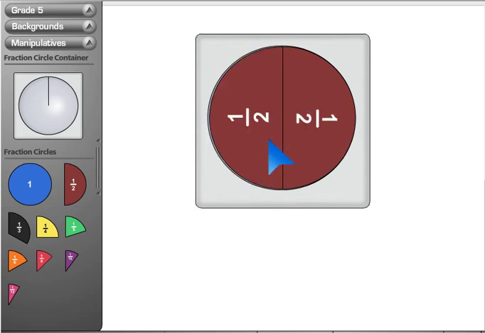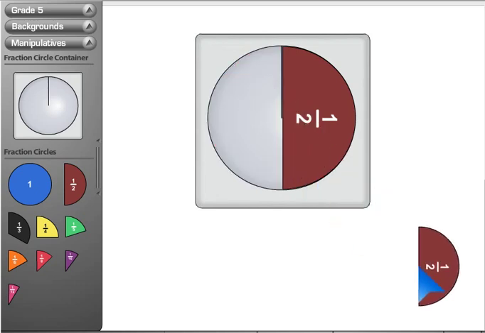Let's color that part a different color. Okay, so the circle has been divided into two parts. The key idea to remember is the number at the bottom of the bar, 2, the denominator, tells you into how many parts the whole has been divided into. It's been divided into two parts. And the number at the top, the numerator, tells you this is one of two parts.